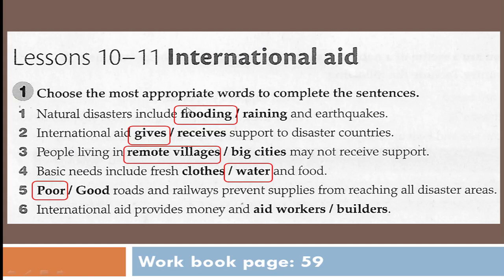International aid provides money and aid workers or builders. As we learned from the first task, aid workers are people who work in the organizations, people who like to work as volunteers to help other people who are in need. So we say aid workers.